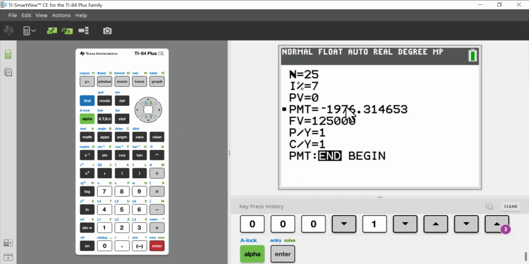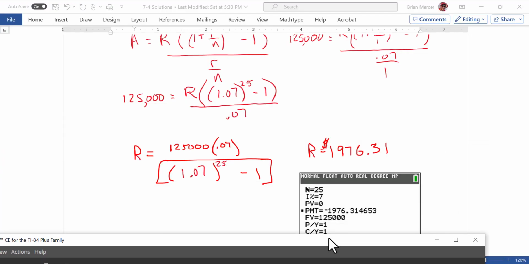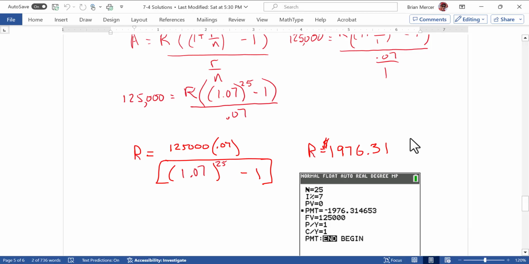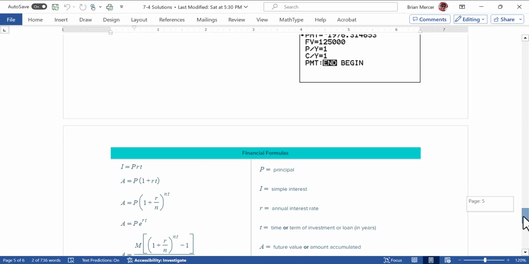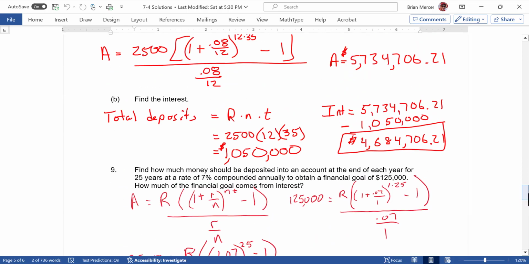So that means I need to put $1,976.31 in some account that pays 7% interest compounded annually, and if I do that, I'll have $125,000 after 25 years. So again, using the calculator, handy. I encourage you to practice doing that and ask questions on Teams, anywhere else if I can help.